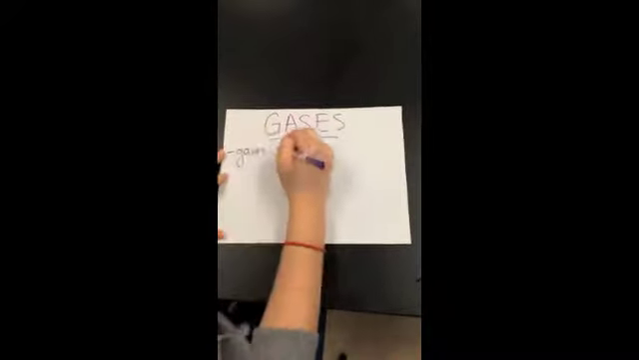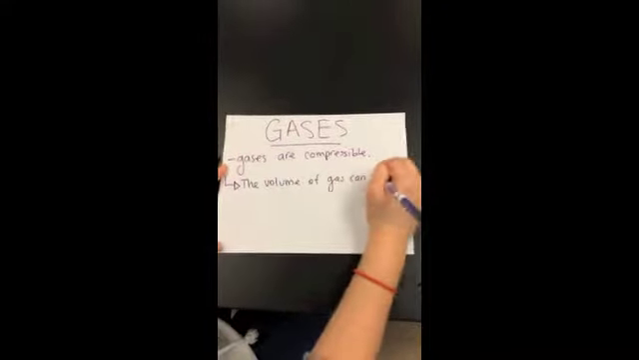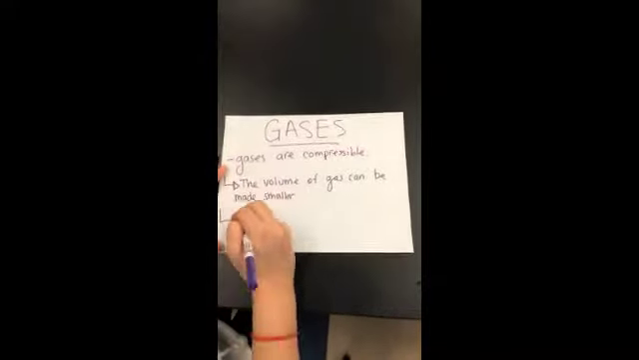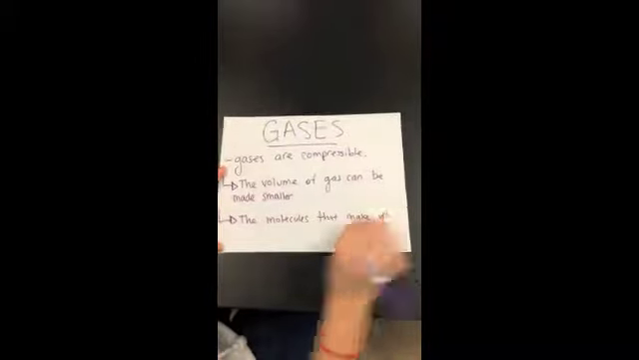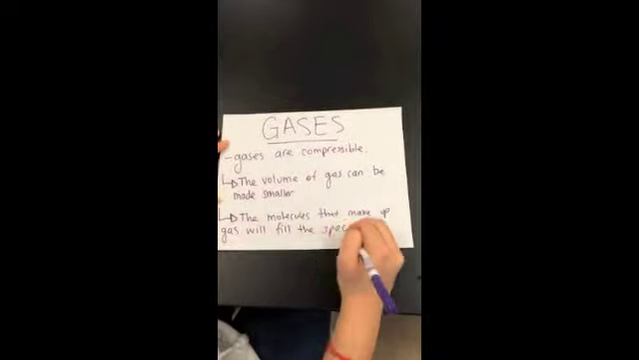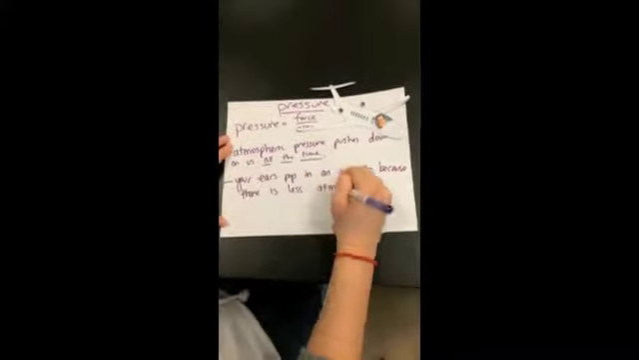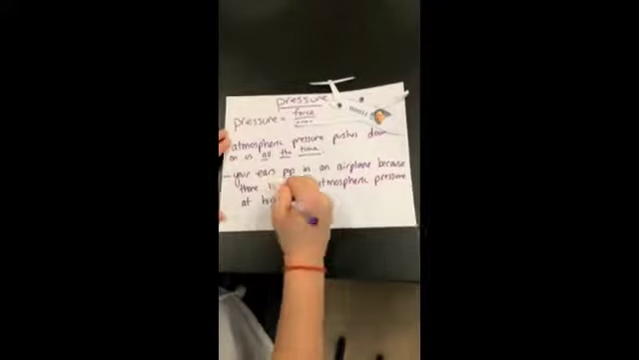Talk about gases first. It's important to understand that gases are compressible, and the volume of gas can be made smaller. It's also important to understand that the molecules that make up gas will fill the space that they are in. Now let's move on to pressure. Pressure equals force over area. There's something called atmospheric pressure, which pushes down on us all the time. As a fun fact, your ears pop in an airplane because there's less atmospheric pressure at higher altitudes.